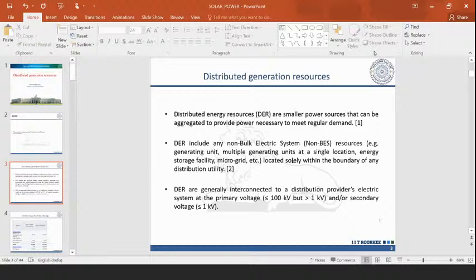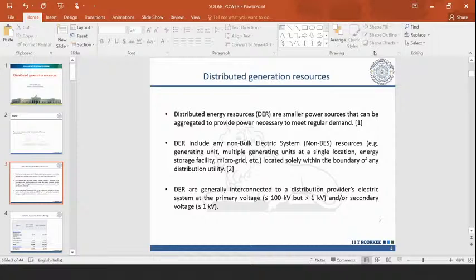It's not necessarily bulk. It is a non-bulk electric system, with multiple generating units at a single location, and energy storage facilities there. And the microgrid concept comes from micro, which means it is in the range of 10 to the power minus 6. A grid means a power handling capacity in the range of 10 to the power 9, so I mean in the gigawatt. Therefore, if you multiply by 10 to the power minus 6, it will scale down the power to kilowatt. That microgrid concept we will learn in the third module onwards. So micro means a smaller concept, a smaller version of the grid.